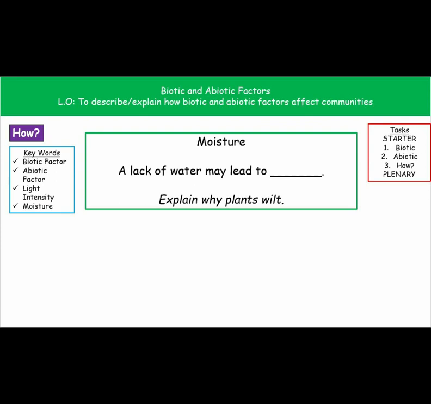Our third important physical factor or abiotic factor is the moisture. Now, hopefully we do know that if we have a lack of water in either plants or animals, then if we don't get enough, we're going to die. Same thing with plants. If you don't water them, they will die if they have a lack of water.